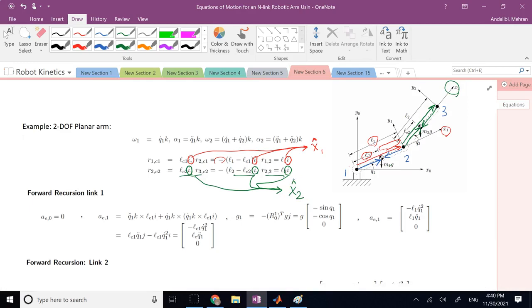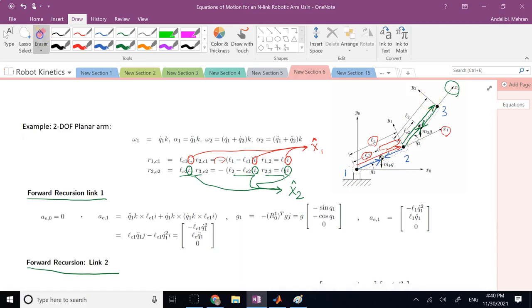Now here we start with the forward recursion, which is basically finding the A's, and for that we start with the first link, then we go to second link. That's why we call it forward. We start with the base, go to first link, and then second link.